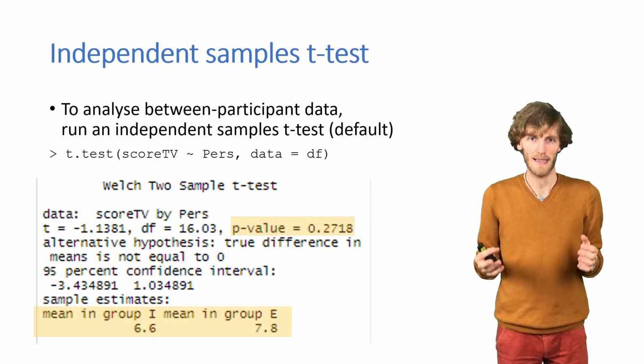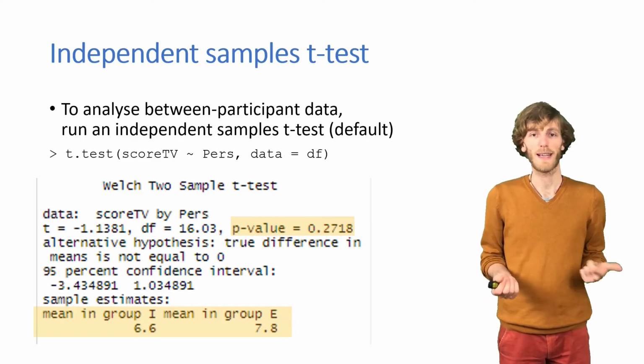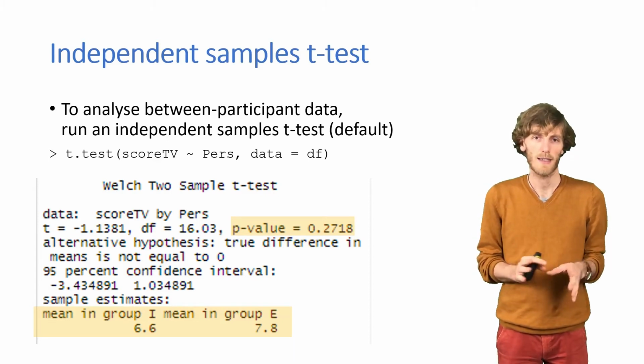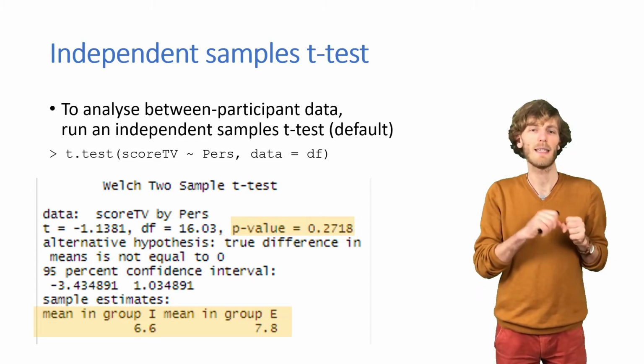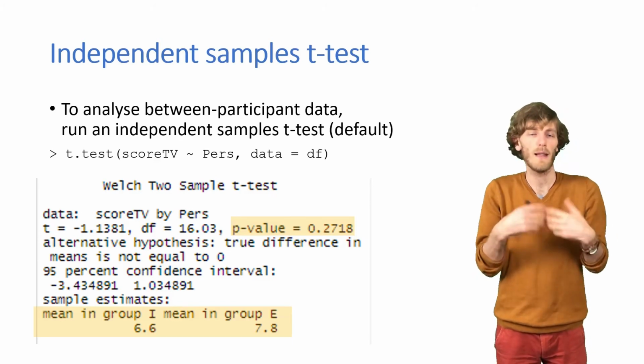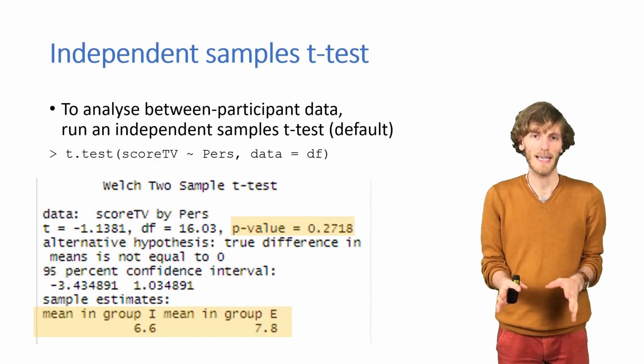To detect a significant effect with such a small sample, we would need to be lucky and the effect would need to be huge. Clearly that's not the case here. So we can't conclude that TV has a different effect on extroverts and introverts. We might want to say, well, from the descriptive statistics it looks like that, so it's worth investigating in the future.